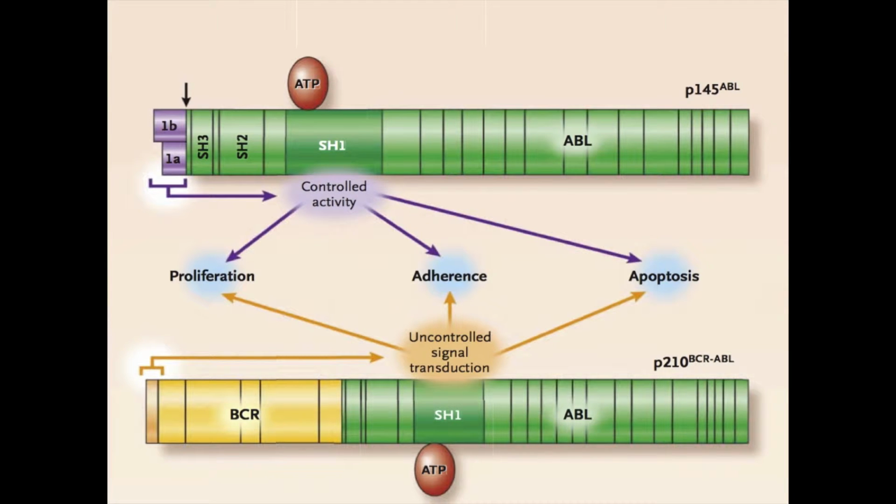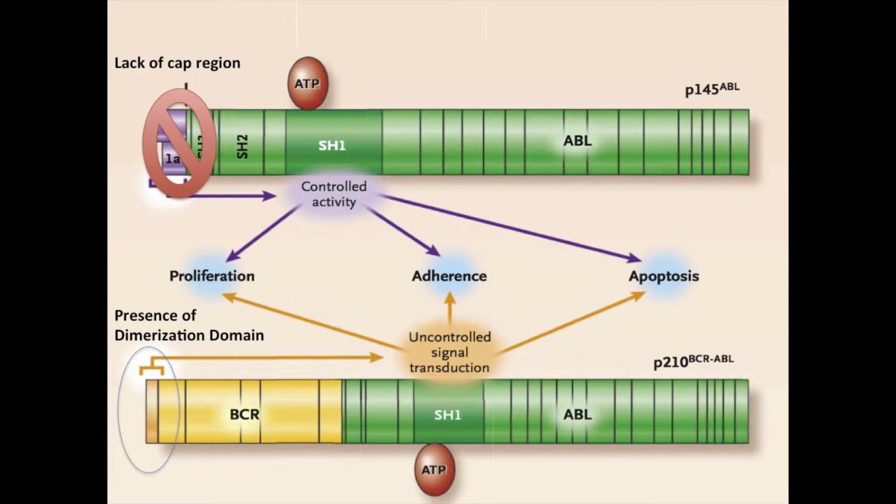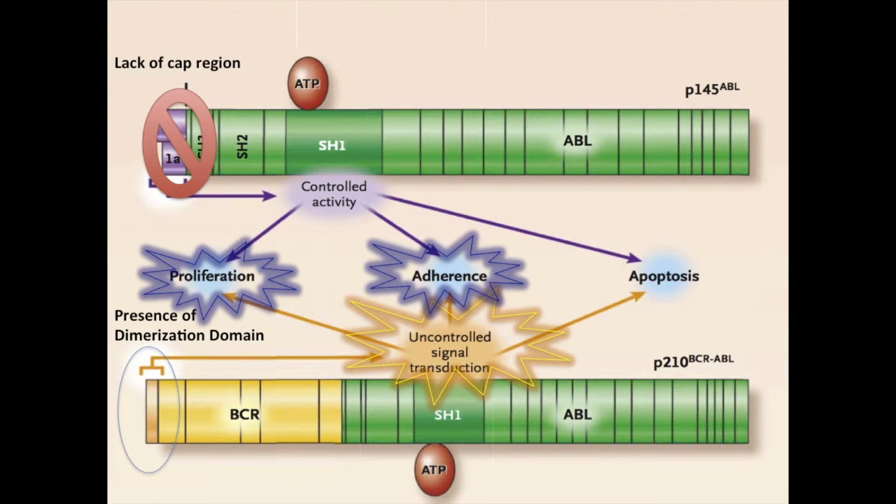It is the presence of the dimerization domain on the first exon of BCR and the lack of the ABL cap region that results in constitutive activation, resulting in uncontrolled signal transduction, and interactions with a range of effector proteins, causing deregulated cellular proliferation, increased adherence, and reduced apoptotic response to mutagenic stimuli.